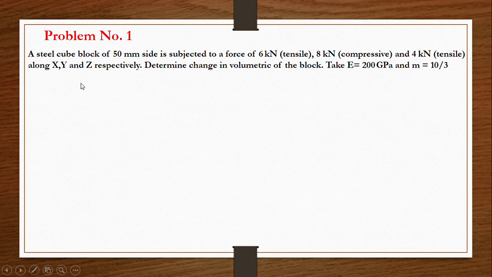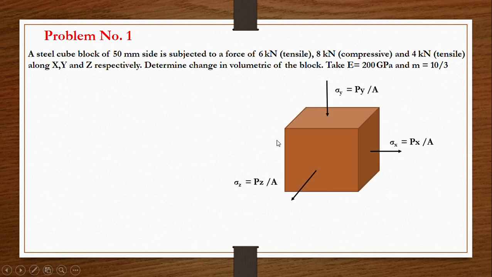A steel cube block of 50 mm side is subjected to forces of 6 kN tensile, 8 kN compressive and 4 kN tensile along x, y and z respectively. Determine the change in volume of the block, and take E equals 200 gigapascal and m equals 10 by 3.